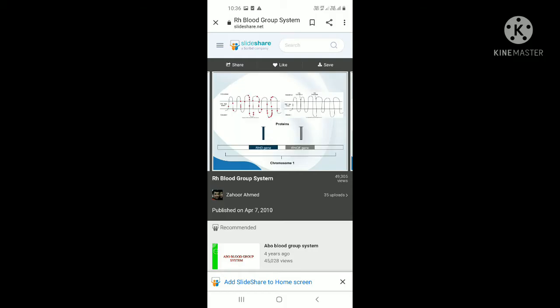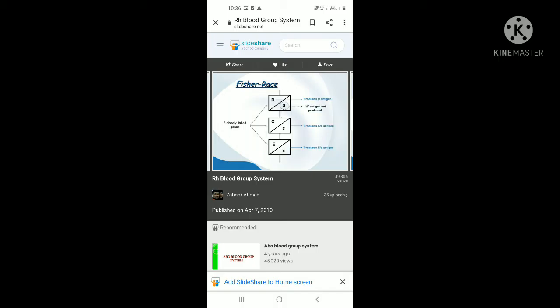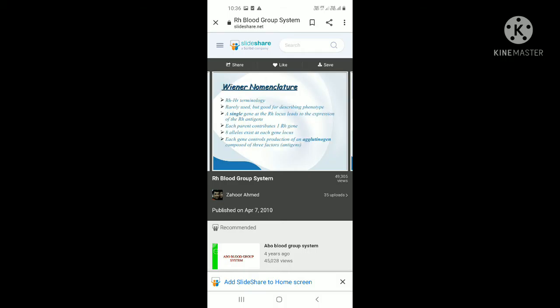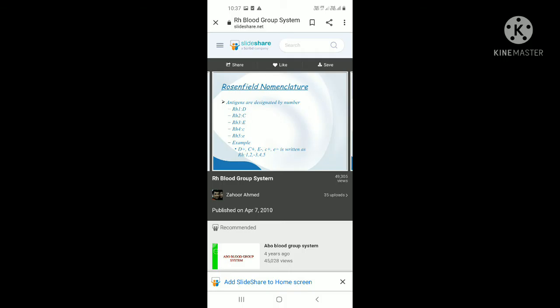And we see here basically the Rh genetics. We know about that Rh genetics, and how the Fisher-Race and Wiener systems and the different types of nomenclature processes, the CDE technology and different nomenclature processes are used to determine this. So this is the pattern, the arrangement, and this is the Wiener nomenclature. And basically if we go through those concepts, then we can realize.